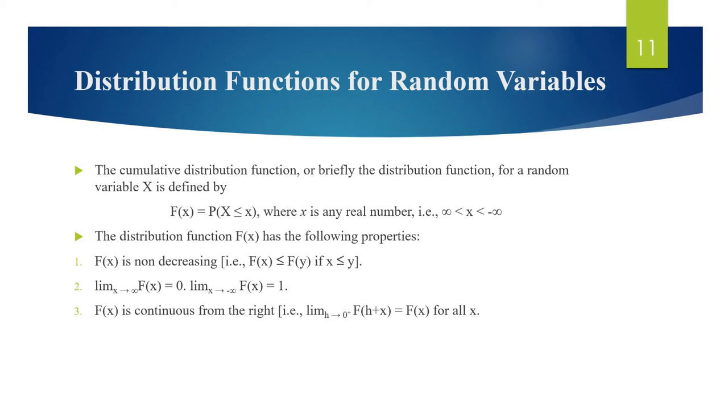The second property is limit x tends to minus infinity, F of x is equal to 0, and limit x tends to infinity, F of x is equal to 1. The third property is that F of x is continuous from the right, that is limit h tends to 0 positive, F of x plus h is equal to F of x for all x.